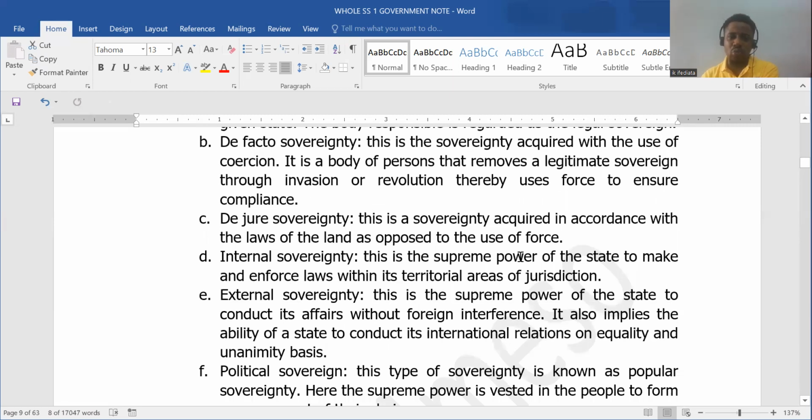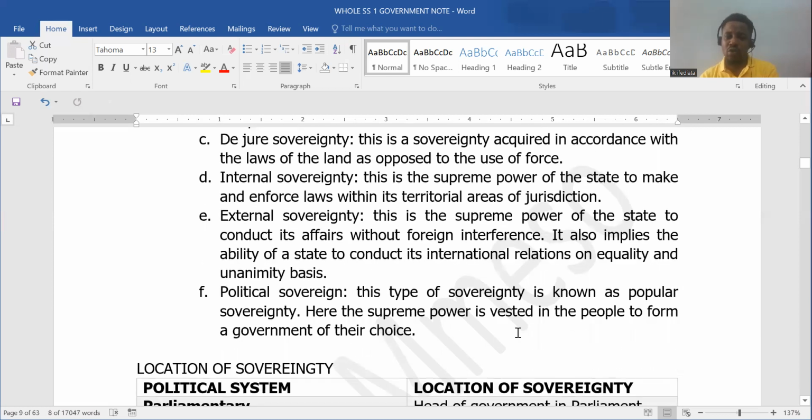Internal sovereignty is the supreme power of the state to make and enforce law within its jurisdiction, within its territory, right? External sovereignty is the capacity of a state to relate with other sovereigns, and these other sovereigns recognize this state as an equal. Take note of that part, right? Political sovereignty is the type of sovereignty known as popular sovereignty.